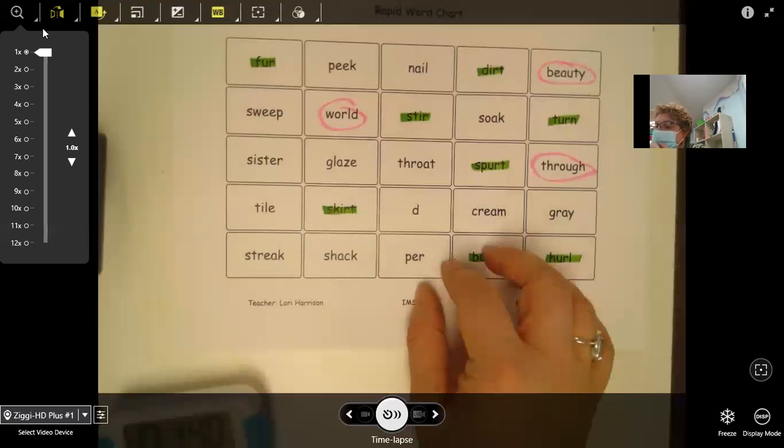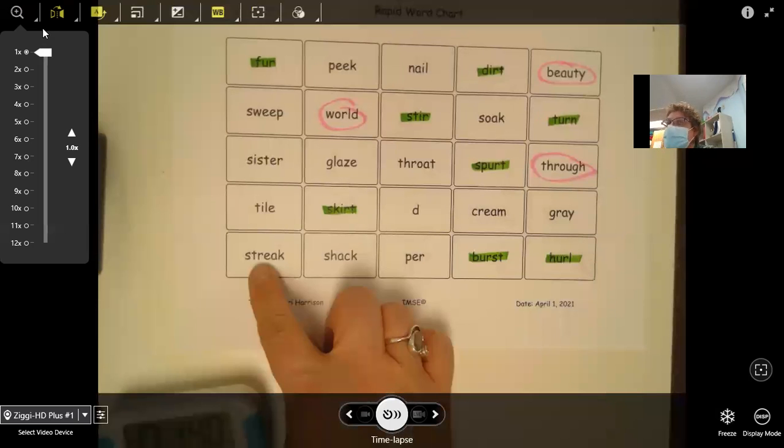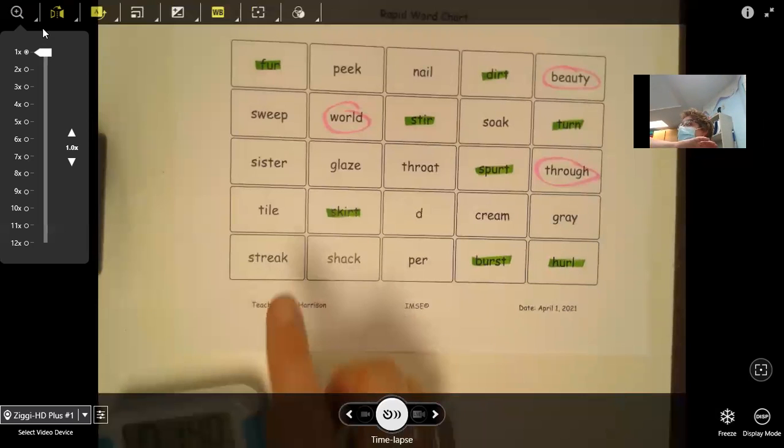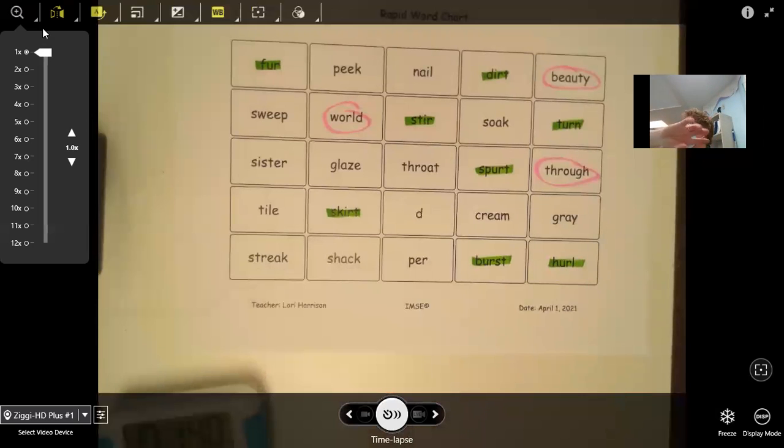I don't even know how to pronounce it. Streak. So let's look at it. It's an EA. So EA is going to make an E sound, right? So streak. The firework will streak across the sky. It means to go across.